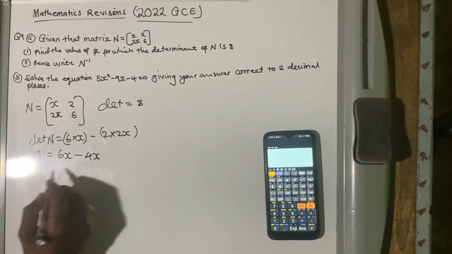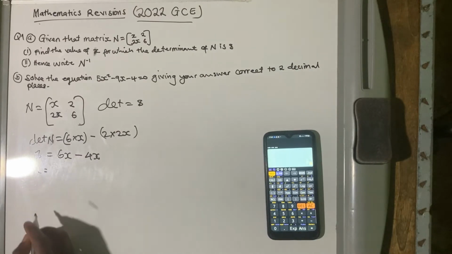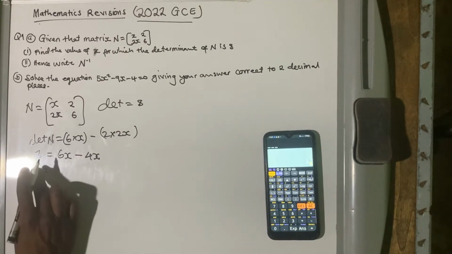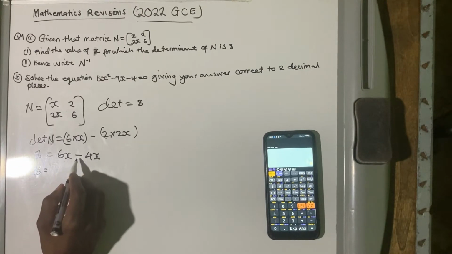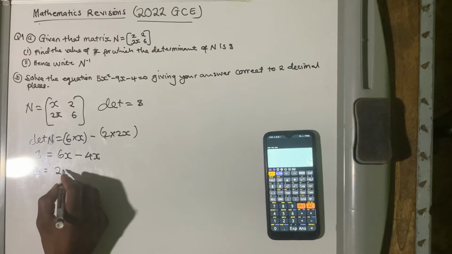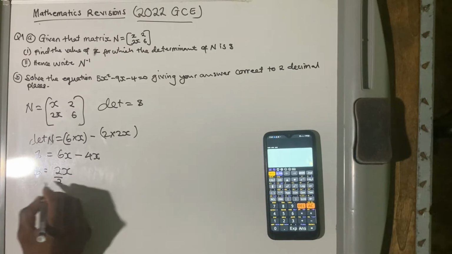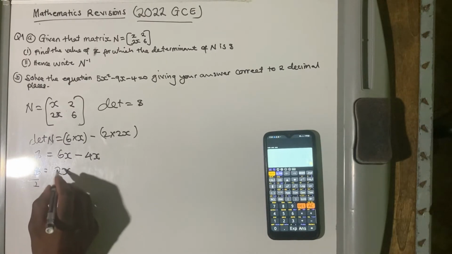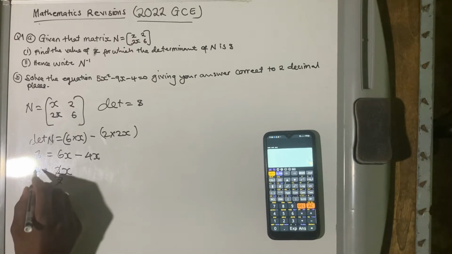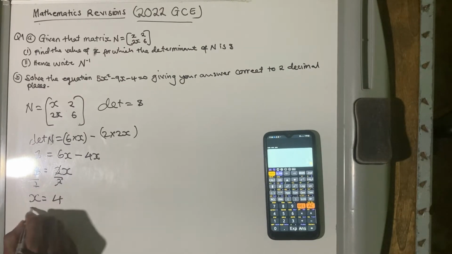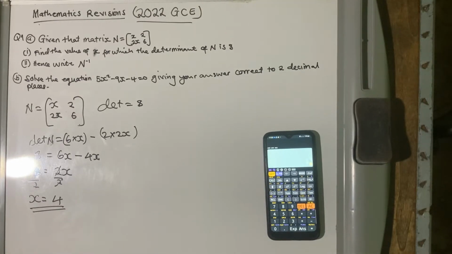So 8 is equal to 6x minus 4x, which gives us 2x. Divide by 2 on both sides. 2 into 8 is 4 times, so x is equal to 4. Then we go to question 2.